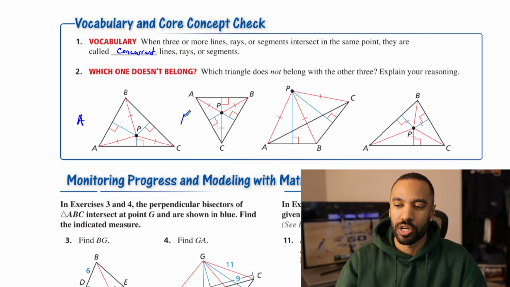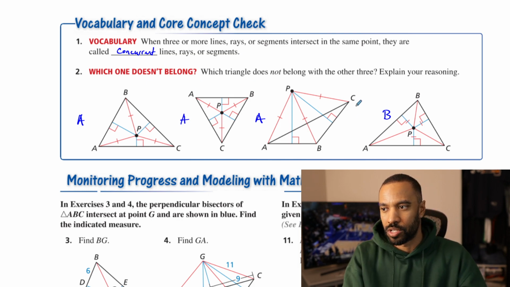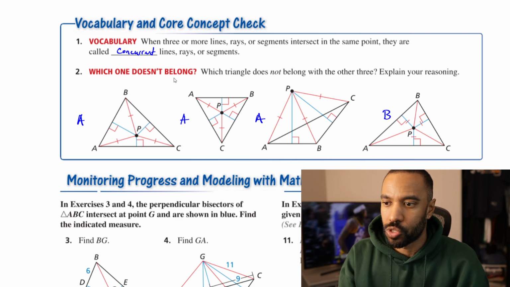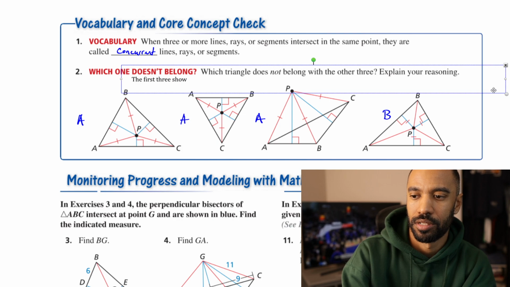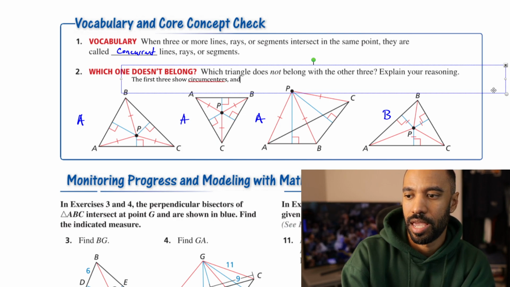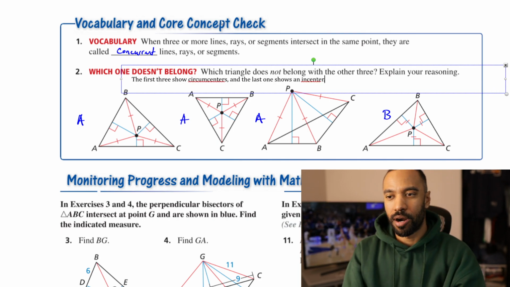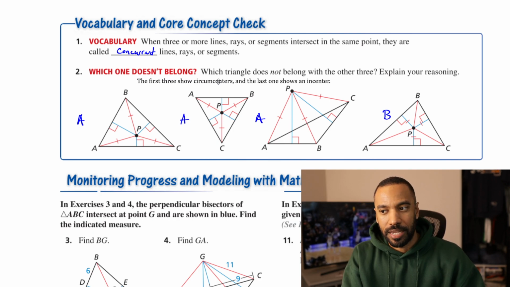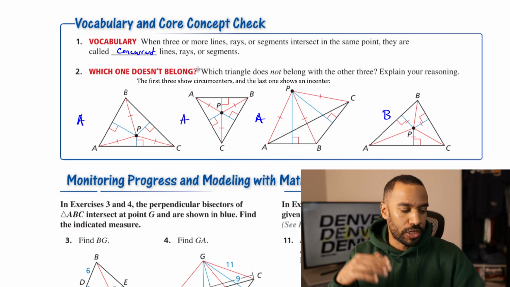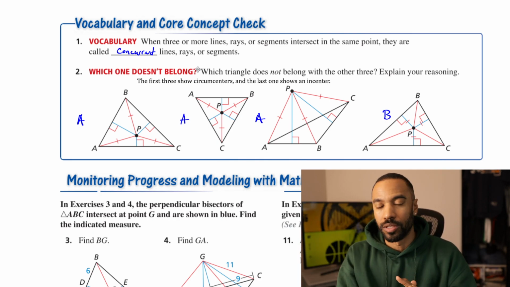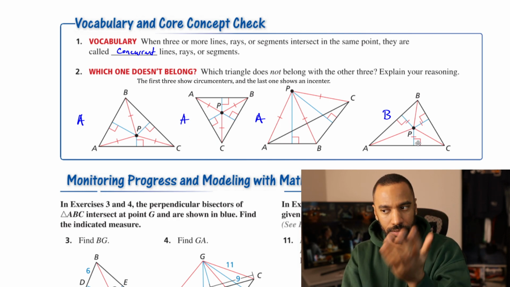I'm going to guess they're showing circumcenters for these 3, and they're showing the incenter for this one. So that's my guess on which one doesn't belong. Explain my reasoning. The first 3 show circumcenters, and the last one shows an incenter. And that's by showing the congruent marks, not from the perpendicular bisectors or angle bisectors, but rather from the distances to the things that all should be equal in length. The distance to the vertices on the first 3, and then the distance to the triangle sides on the last one.